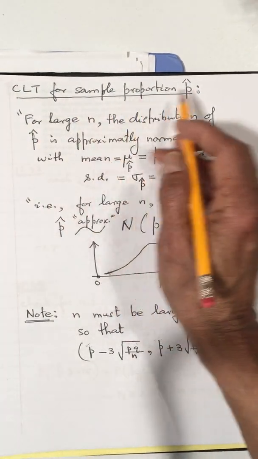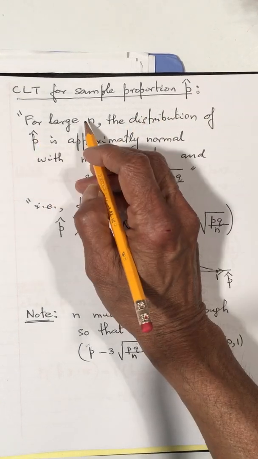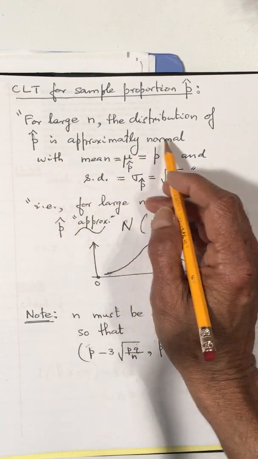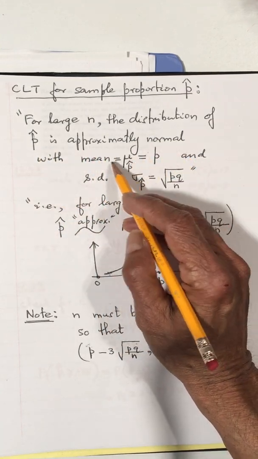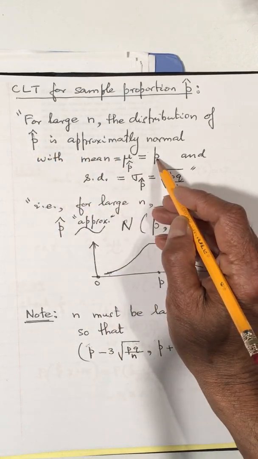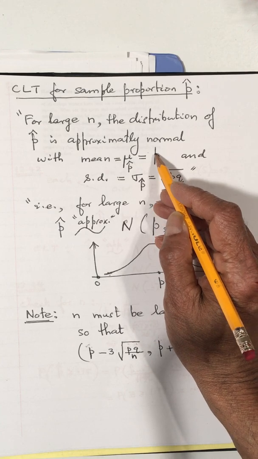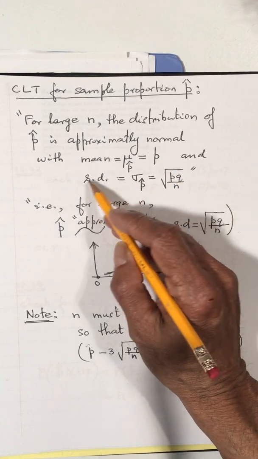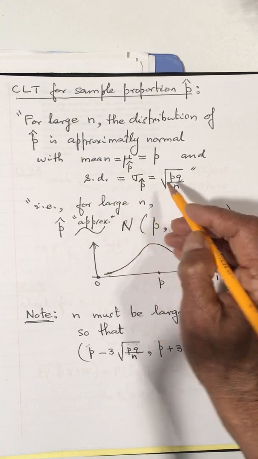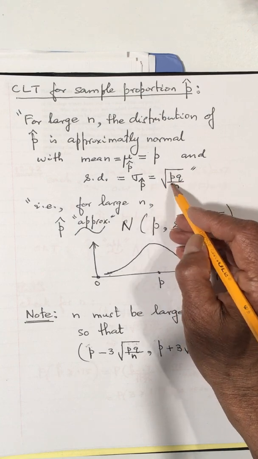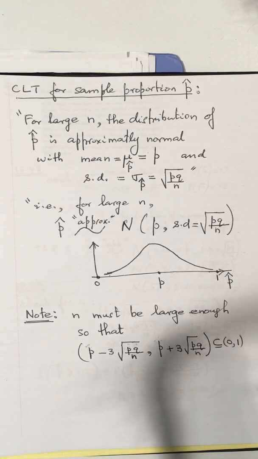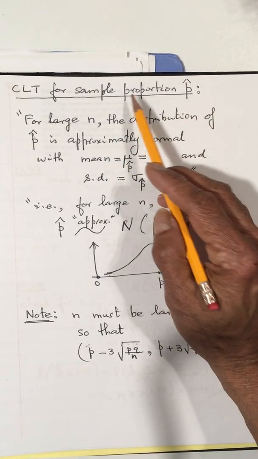Central limit theorem for the sample proportion P hat: for large n, the distribution of P hat is approximately normal with mean, the mean of P hat, equal to P, the population proportion, and the standard deviation of P hat equal to the square root of P times Q divided by n. So this is the central limit theorem for sample proportions.